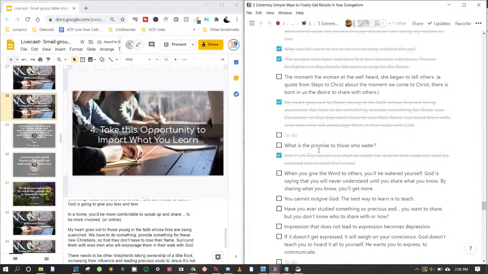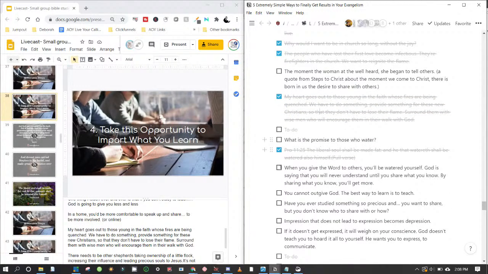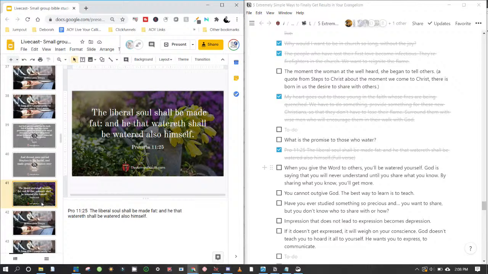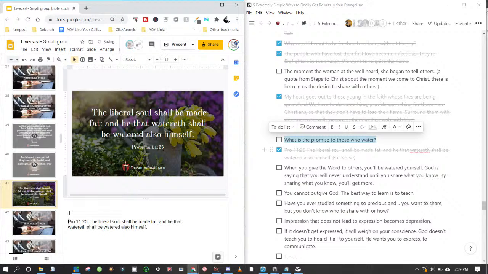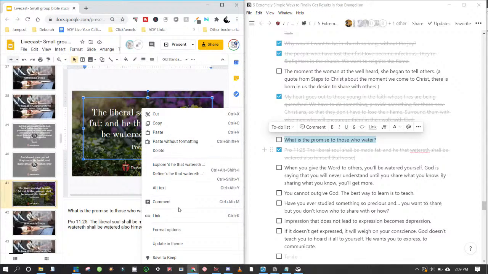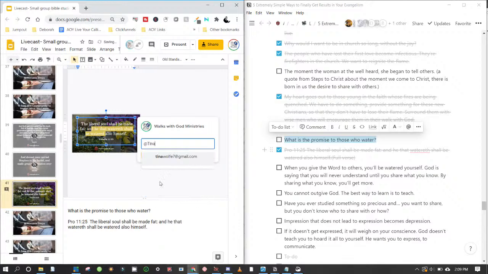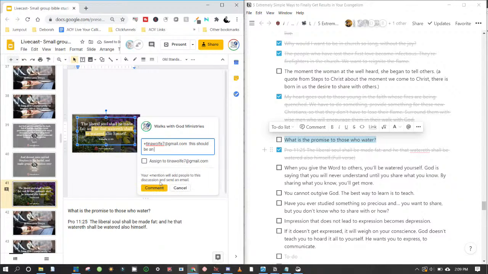Churches are dead. What is the promise to those who water? Oh, this is a really good example. We see here, this is a Bible reading format. So what is the promise to those who water? This question should be in the slide. And this should be an animated full verse slide.